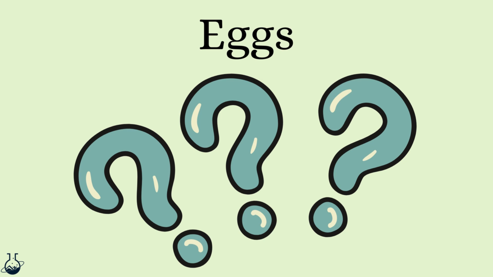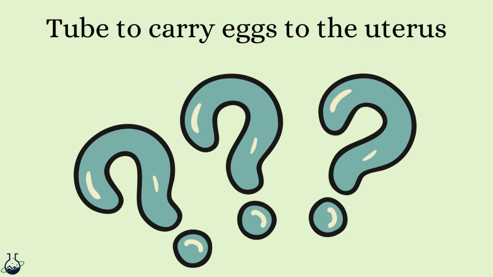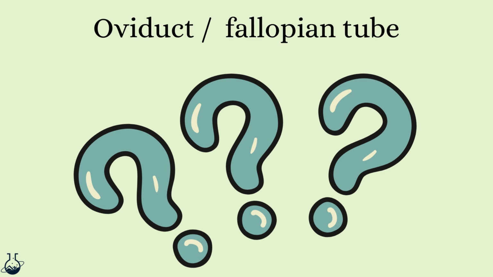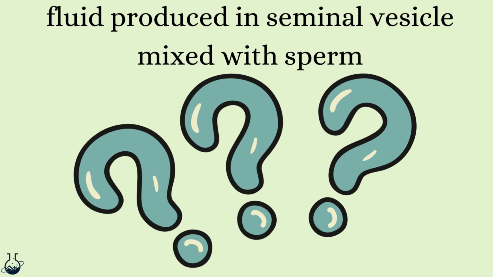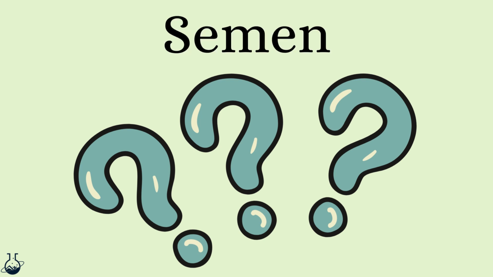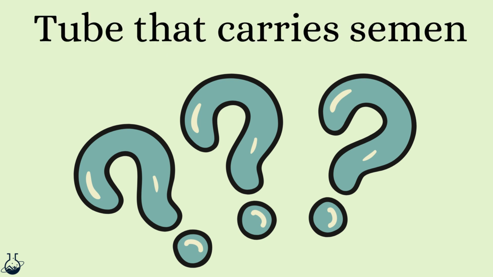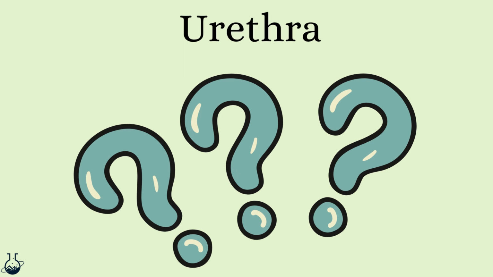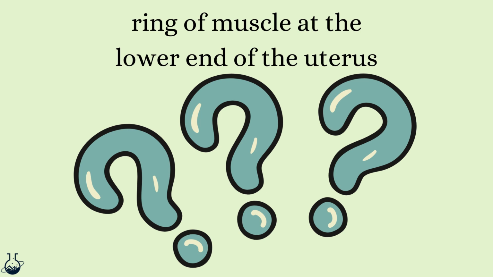Female gametes. They're egg cells. How about the tube to carry eggs to the uterus? That's called the fallopian tube or the oviduct. The fluid produced in seminal vesicles mixed with sperm. The semen. The tube that carries the semen. The urethra. The ring of muscle at the lower end of the uterus. Cervix.